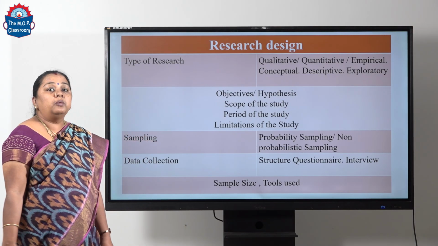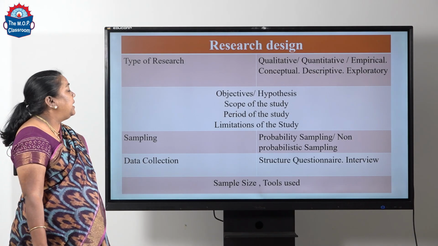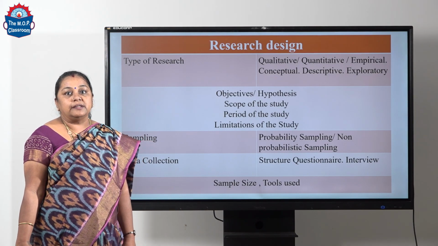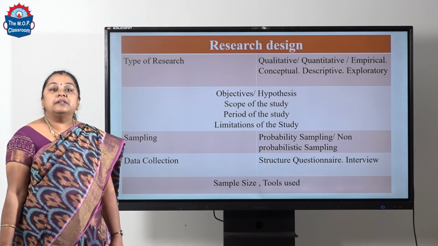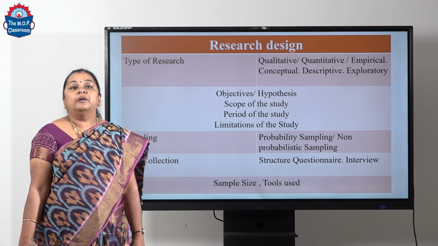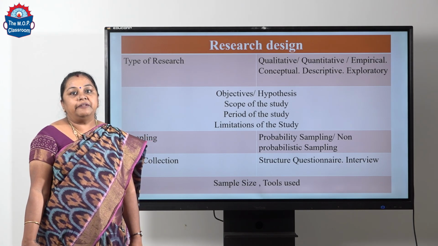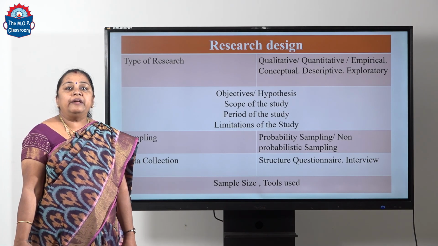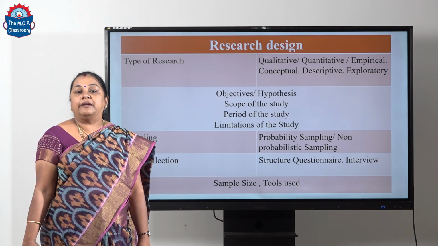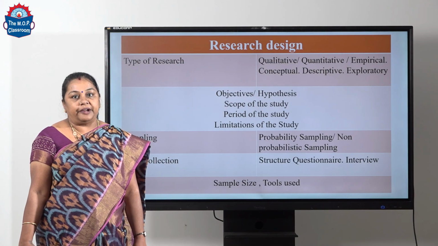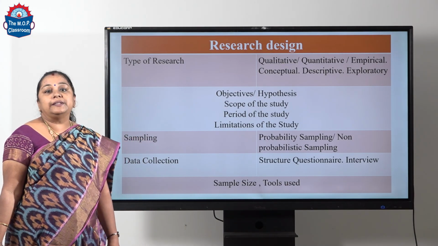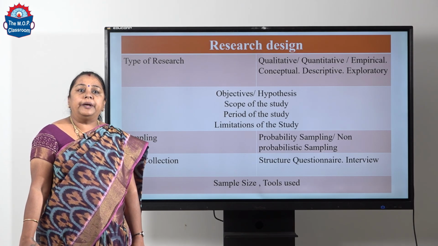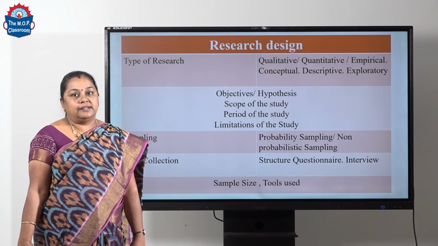Once you decide on what type of research you are going to do, the next step is, as we saw already, framing of objectives and hypothesis. Once you do that, you understand the scope of the study. Who would be your sample? Which area are you going to concentrate on for collecting your sample? The period of the study is more important. Usually for a PG project it is 3 months, and for a PhD it might go from 3 years to 5 years. Obviously a research is not without limitations. Whatever your limitation is, you mention that in your research study.